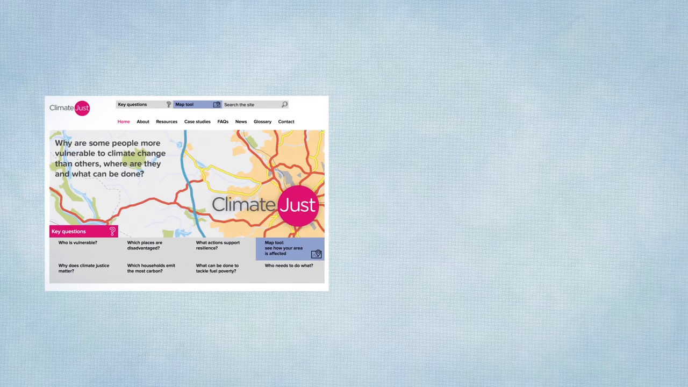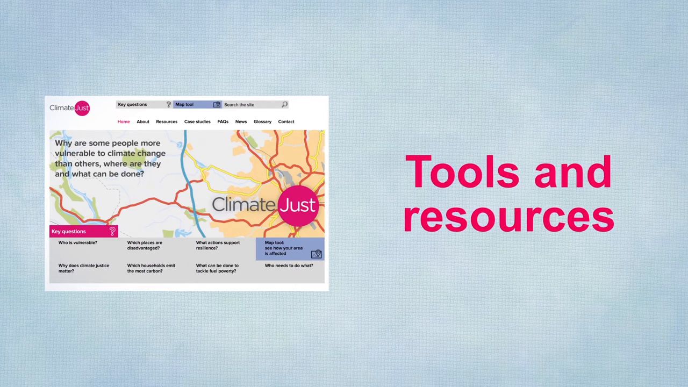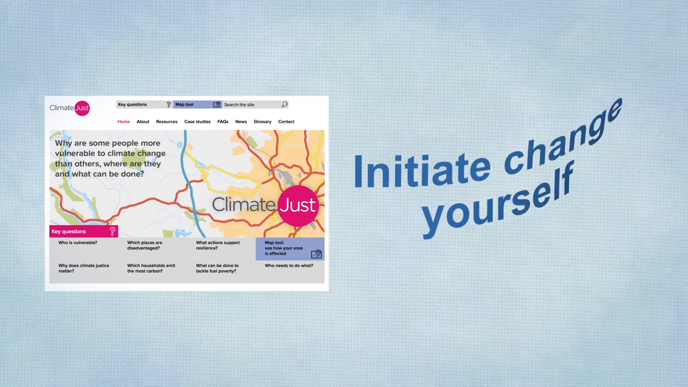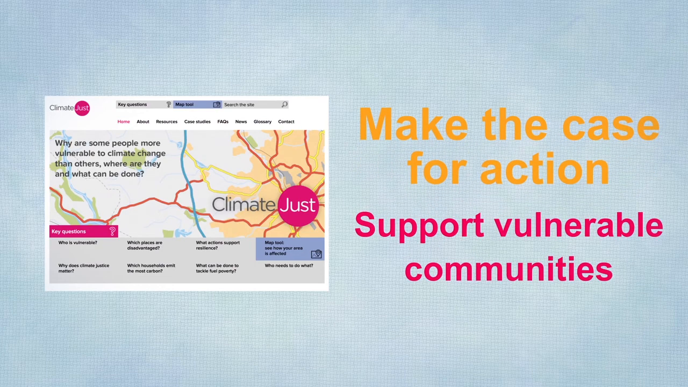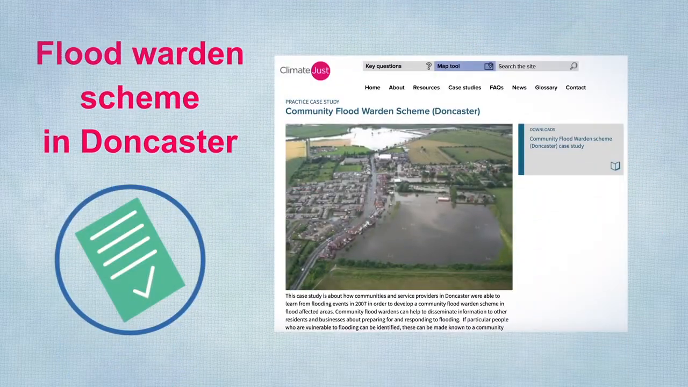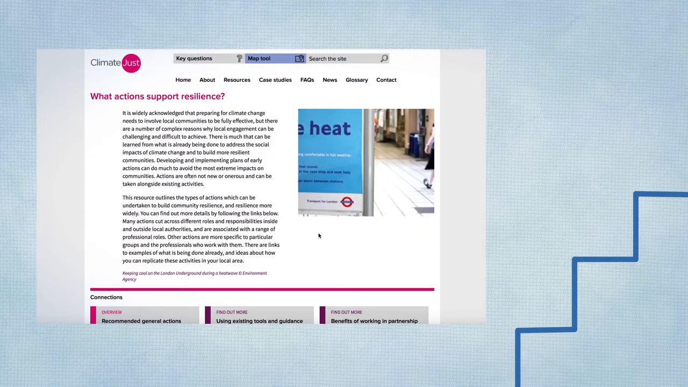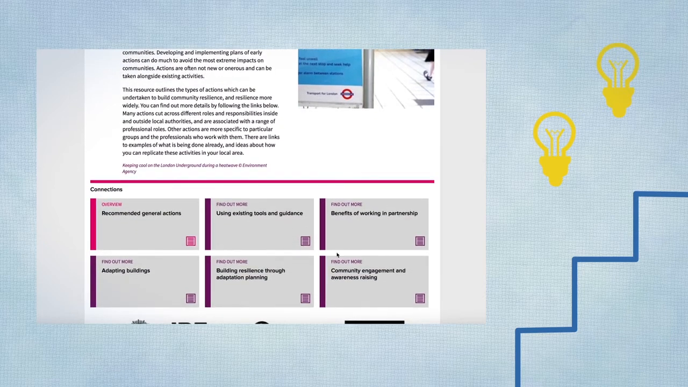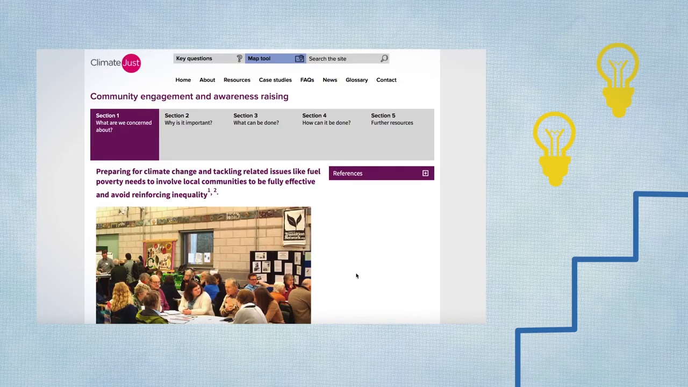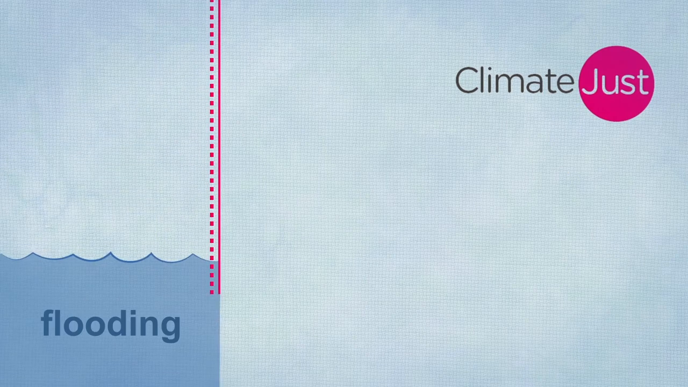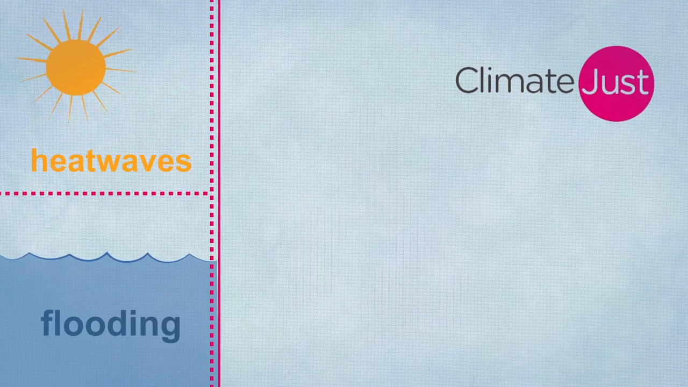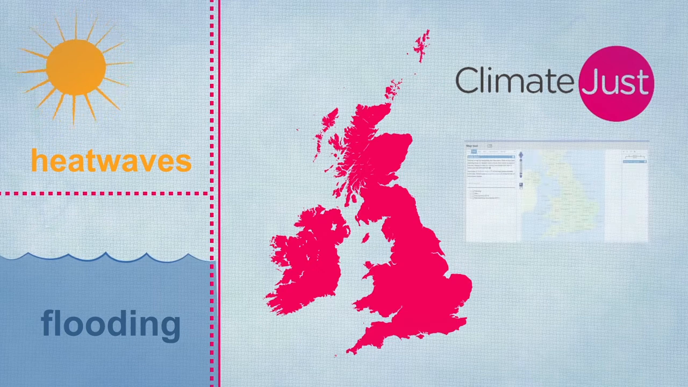The Climate Just website offers plenty of tools and resources to help you either initiate change yourself or to make the case for action with others to support vulnerable communities. We've got case studies to show work that's already been done, like the Flood Warden scheme in Doncaster. Alongside this are suggestions for the steps you could take to develop responses, including ideas about how to support community engagement and raise awareness. Climate Just is all about helping to address climate disadvantage wherever in England you happen to be. We hope using our map tool will be the first step in helping you work out how to do it.